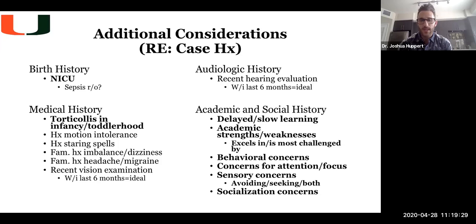Are they seeking sensory input, or both? And then potential socialization concerns. So do they isolate? Children, as I've come to learn over the years, are very perceptive, and they know when they're different or when something is not the same, and they can point it out. So sometimes these children are more likely to be isolated on the playground or not as social with other children.